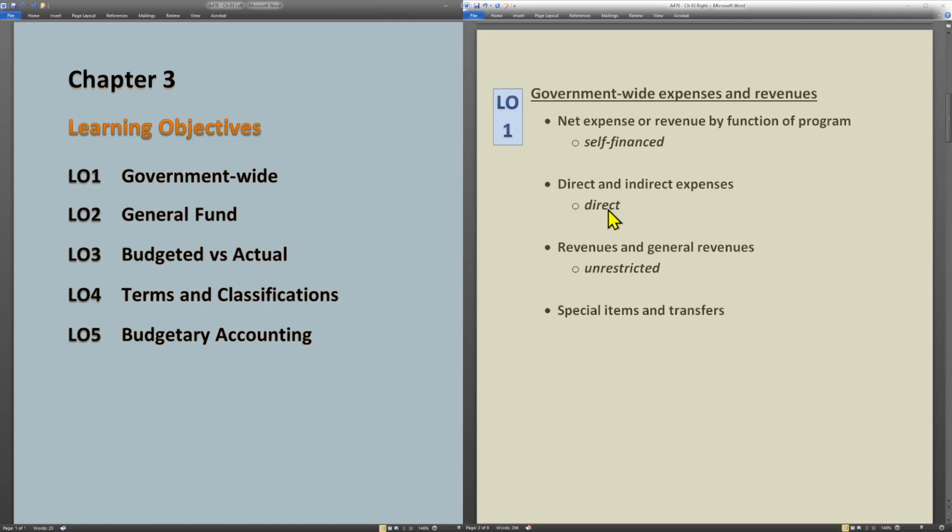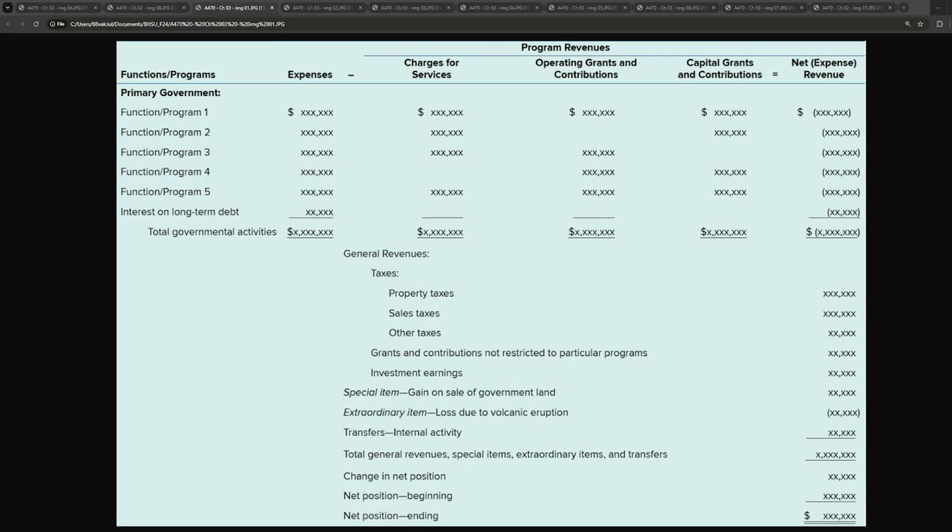Assets, for the most part, unless otherwise specified, are tied to certain functions. Well, we just talked about fire trucks. Depreciation on fire trucks, you would imagine that we would need to put that in the fire department function. So typically, unless otherwise specified, depreciation is a direct expense because the underlying asset for which we're depreciating is typically tied to some function or program.